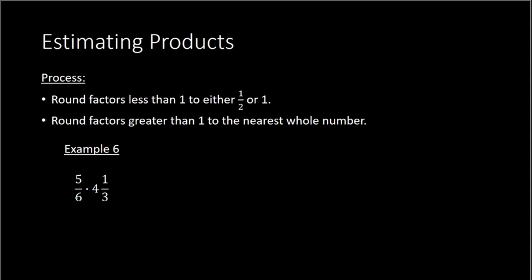So this first number is smaller than 1, so you have to round that either to 1 or 1/2. Well, 5/6 is closer to 1 than to 1/2, so you can round that to a 1. And then 4 and 1/3 is bigger than 1, so we just round to the nearest whole number, and that's closer to 4 than it is to 5, so we can round that to a 4. So when you estimate, we now have 1 times 4, which would equal 4.